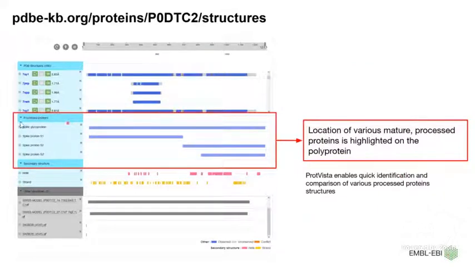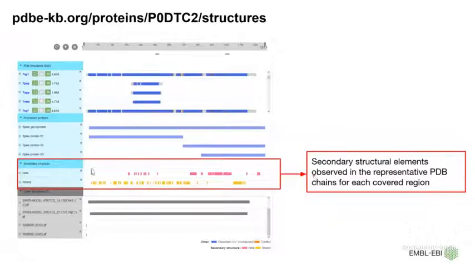In case of polyproteins, you also have processed proteins, and you can see the location of various processed proteins, where they are chopped off in the polyprotein. And this view enables a quick identification and comparison of various processed protein structures. You can also see the secondary structure elements which are observed for a representative PDB chain for each of your covered regions.